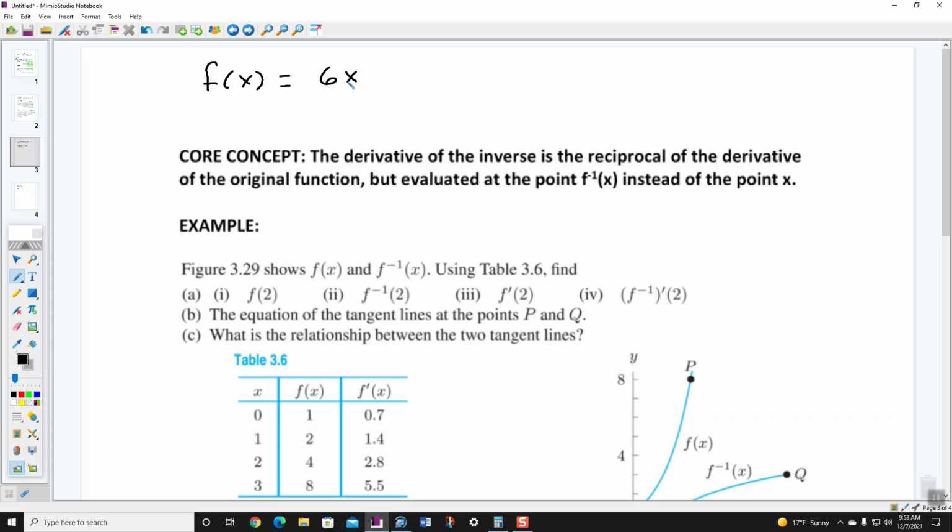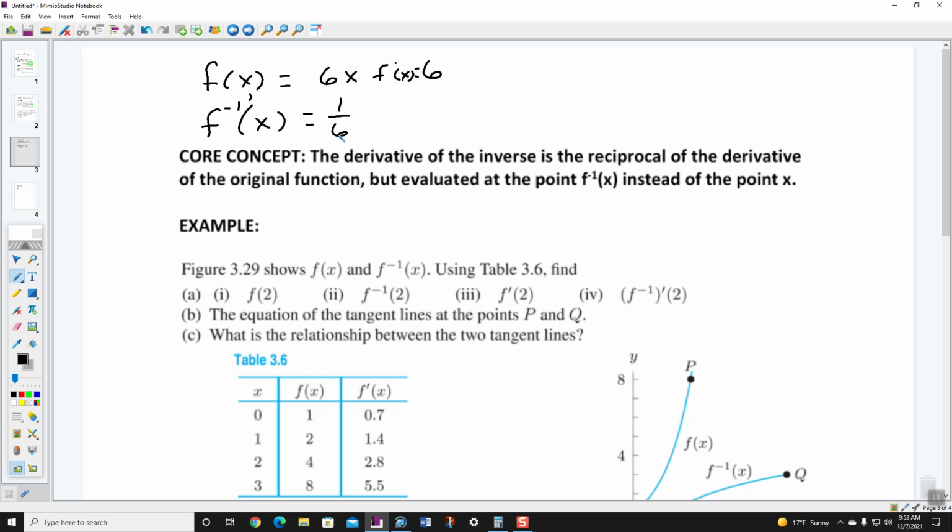Okay. What's the derivative of this? So what would f inverse of x equal? If I wanted f inverse prime of x, I guess, if f prime of x is 6, what's the reciprocal of 6? Okay, 1/6.